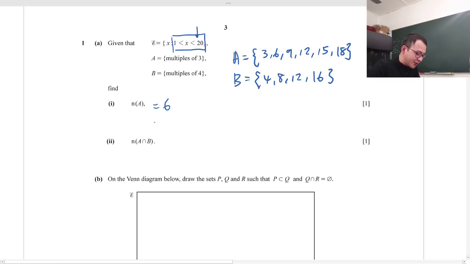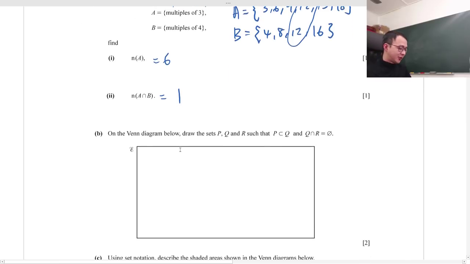So it equals 6. A intersect B, you need to find how many numbers actually intersect each other. So I try to find numbers they share in common. I can only find 1, so I guess it's only 1.